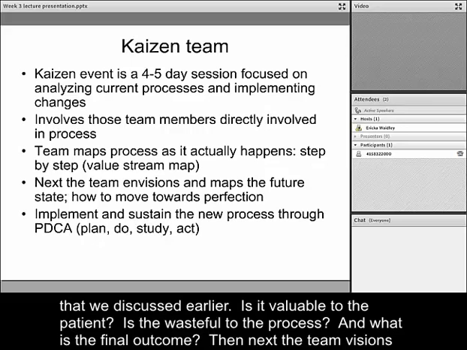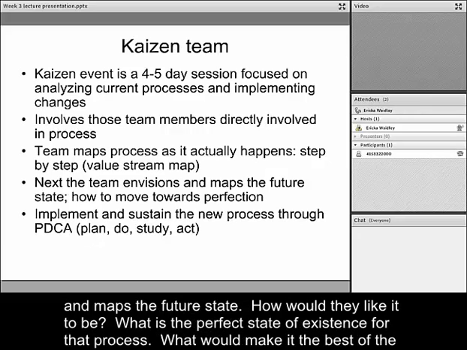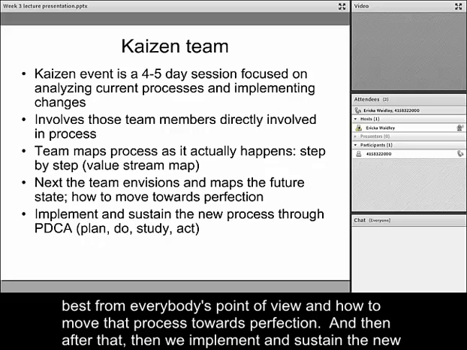Is it valuable to the patient? Is it wasteful to the process? And what is the final outcome? Then next, the team envisions and maps the future state. So how would they like it to be? What is the perfect state of existence for that process? What would make it the best of the best from everybody's point of view? And how to move that process towards perfection.